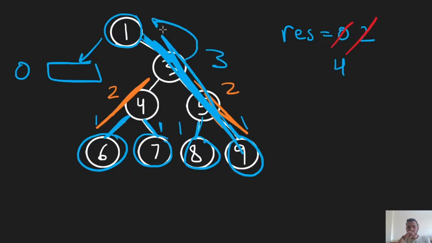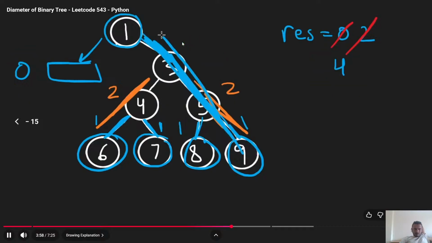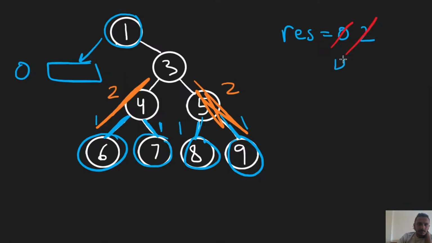We return that up to the root. I'll make it another color, 3. Root is going to do the same thing. Take left plus right, add them together, we get 3. This time it's not greater than the result. So our result will stay unchanged, and it will be 4.